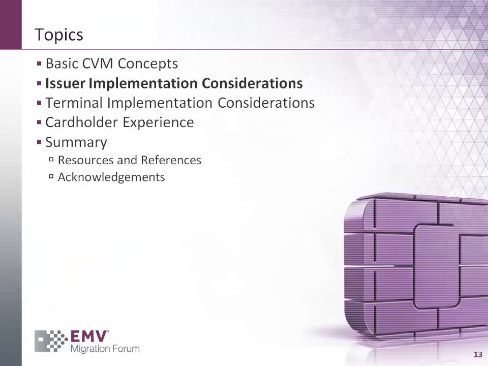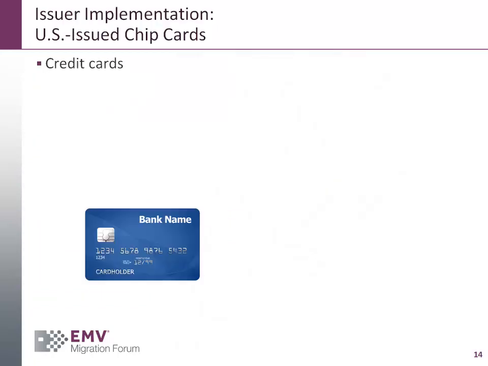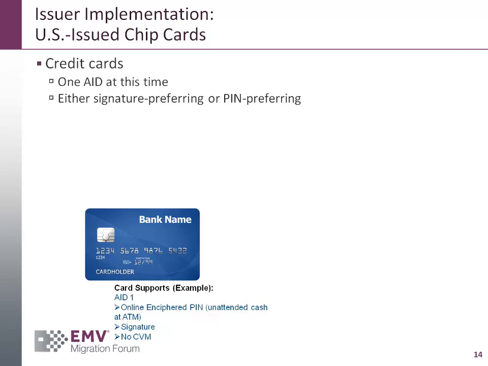Now let's look at some considerations for issuers as they begin their chip card implementations. U.S.-issued credit cards will typically have one AID at this time. The CVM list for that AID will indicate whether the AID is signature preferring or PIN preferring at the point of sale. By preferring, we mean whether the signature CVM or a PIN CVM is higher in the CVM list.